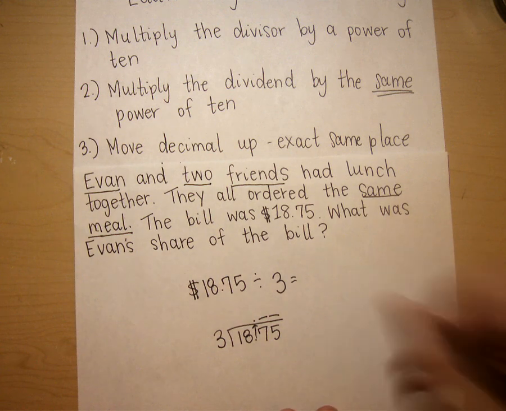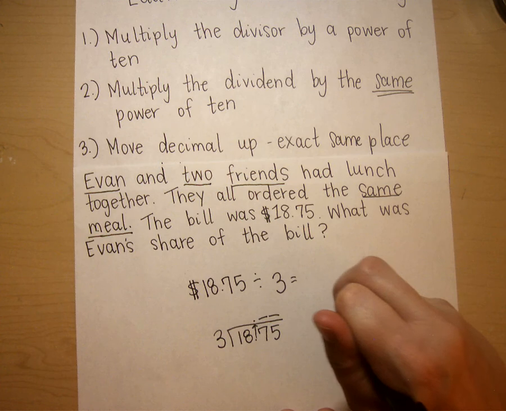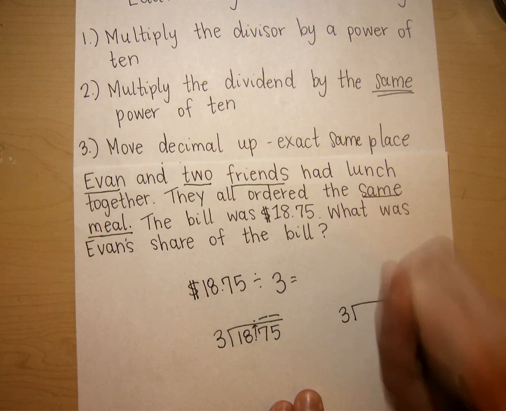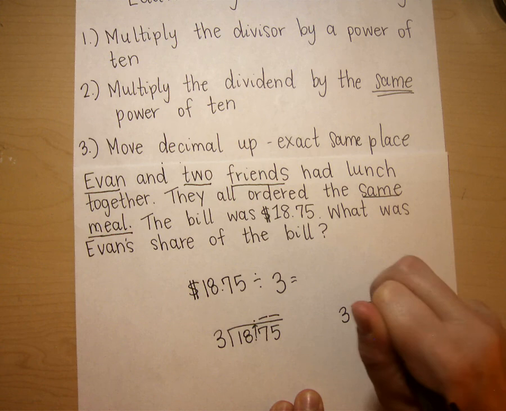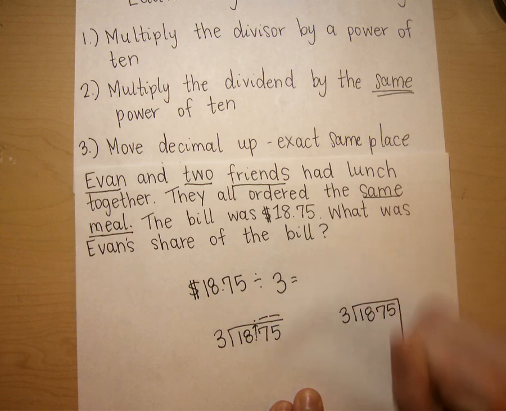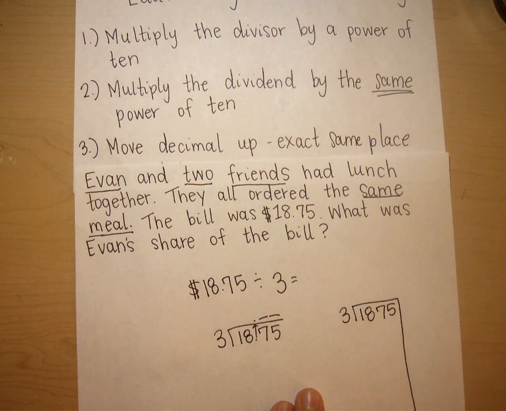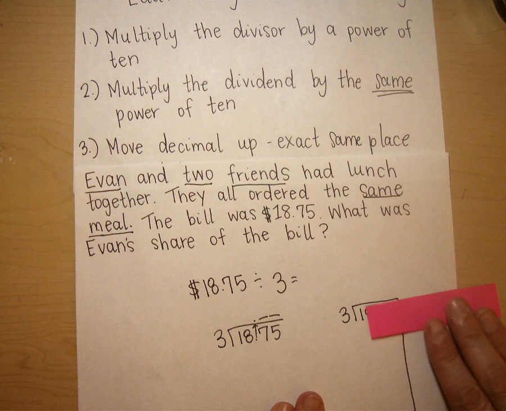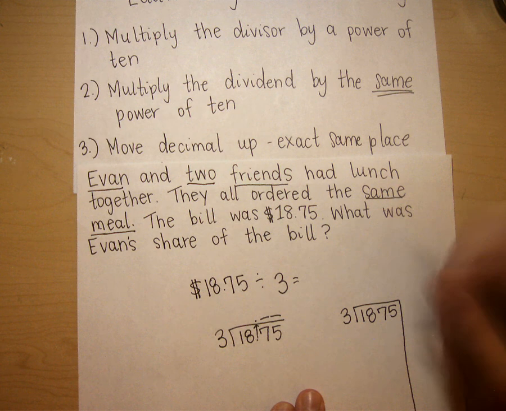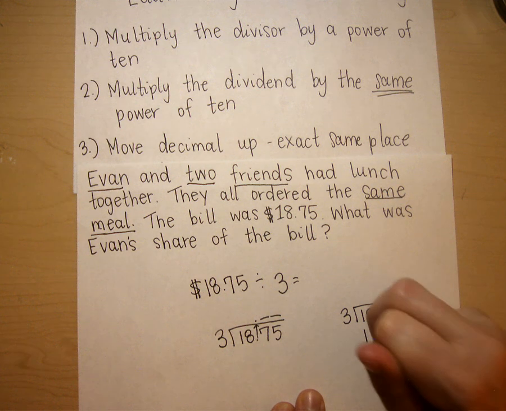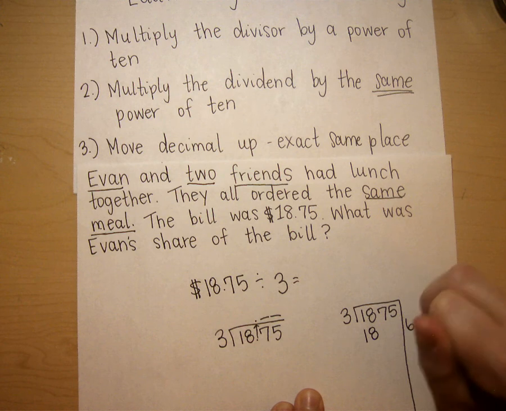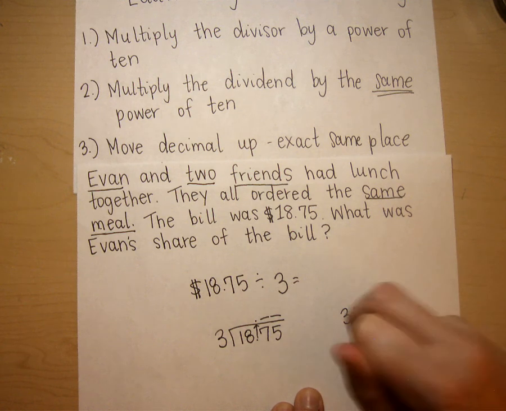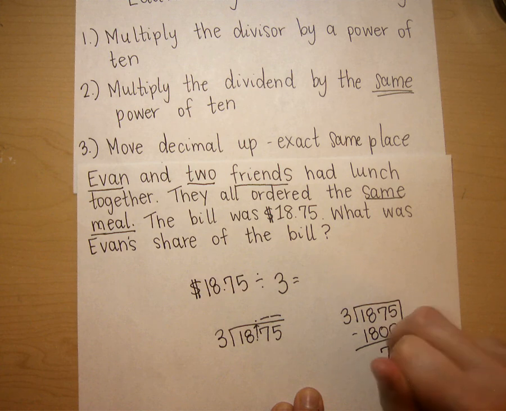So if that decimal is removed from my dividend, then my equation is 3 divided into 1,875. So first I look, can I find a group of 3 and 1? No. But can I find a group of 3 and 18? I can. And not just one group, I can find 6 groups. So if 6 groups of 3 is 18, then 600 groups of 3 would be 1,800. Then I'm left with 75.